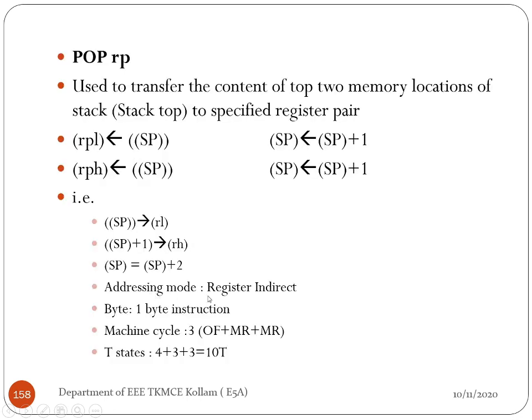Pop instruction addressing mode is register indirect. It is a 1 byte instruction. Machine cycles required is 3: opcode fetch, memory read and memory read. Total T states required is 4 plus 3 plus 3, 10 T states. Here opcode fetch requires 4 T states.